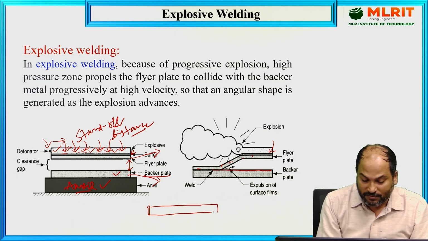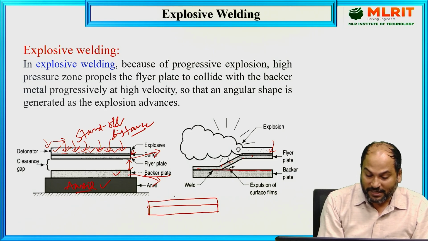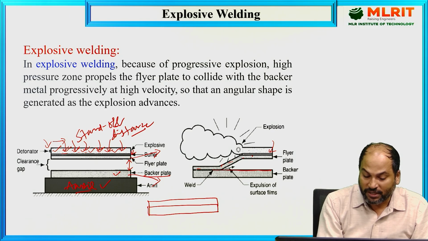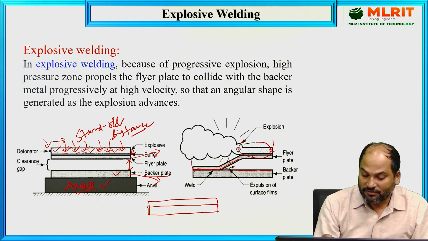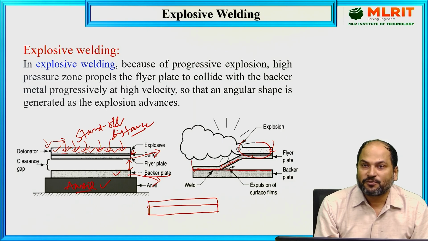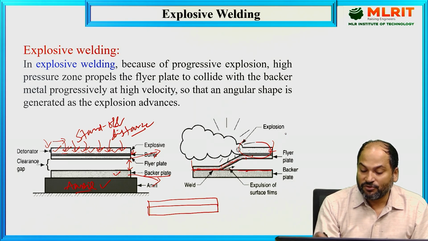Suppose this is the part, and it is looking at an angle, but finally after joining it will look like this. As the explosion is progressive from this end to that end, as it is moving, the part which is being joined looks like this, and the other part, where the explosive is not yet detonated, is why this plate looks like this. But once it is detonated and exploded over there, this part will also come and strike at this section and it will be joined over there.